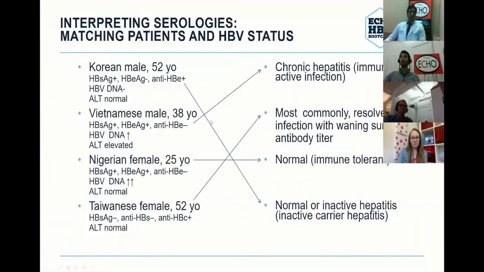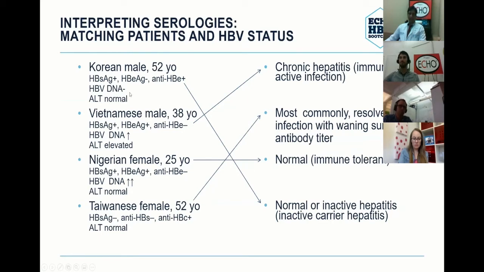Yes. So if you guys can all see, the 52-year-old Korean man is similar to our previous case, E antigen negative, but surface antigen is positive. The only key difference is his DNA is undetectable or in low titers, and ALT is normal. Now, this is a patient who does have inactive carrier hepatitis, inactive carrier state, okay?